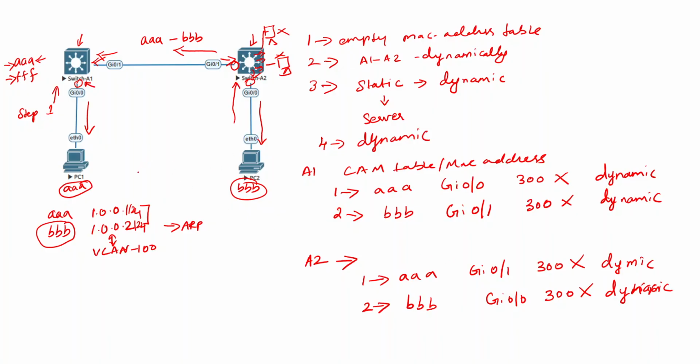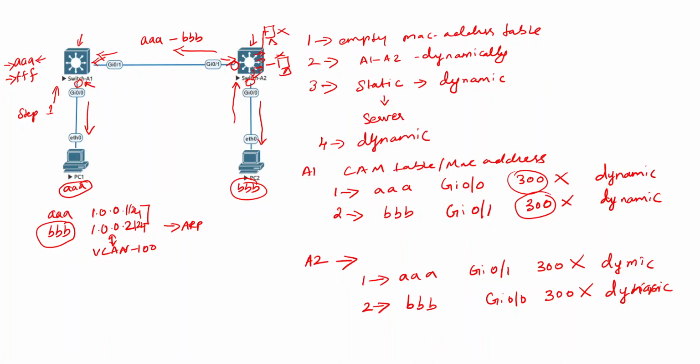Okay, there is a second condition. The switch has already learned the MAC address. Now how will it forward? When PC1 sends the traffic, the switch intercepts it and checks the destination MAC. The destination MAC is already available, and it checks the source MAC. It's already available in the MAC address table, so it will just update the aging timer and directly send out the frame out of gig0/1.